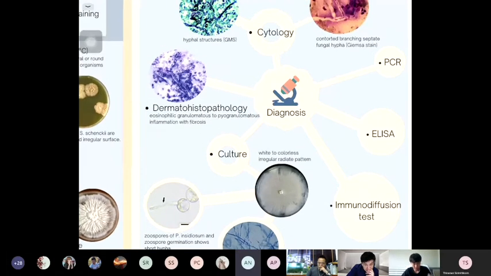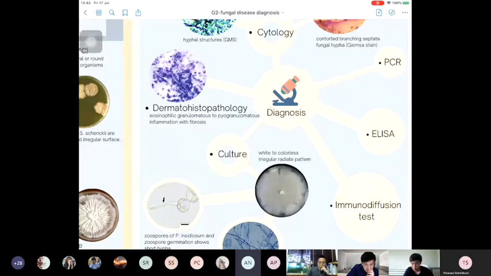Dermatohistopathology. Samples can be collected from fine needle aspiration of enlarged inguinal lymph node or biopsy from injured skin fragments. Histologic findings associated with pythiosis are characterized by eosinophilic granulomatous to pyogranulomatous inflammation with fibrosis. ELISA can also be used to diagnose this disease as well.